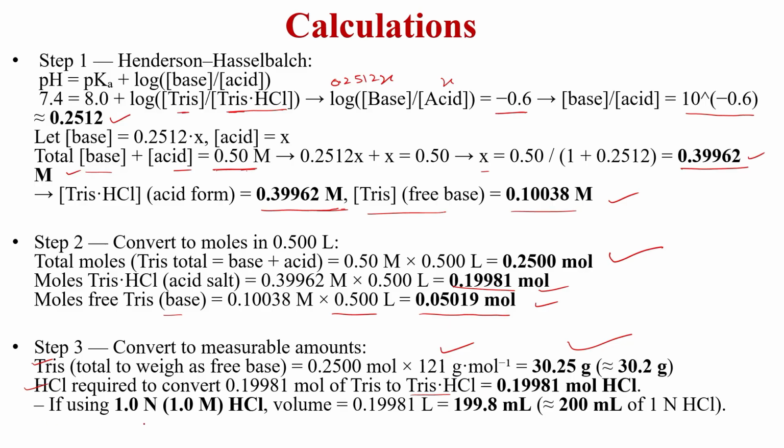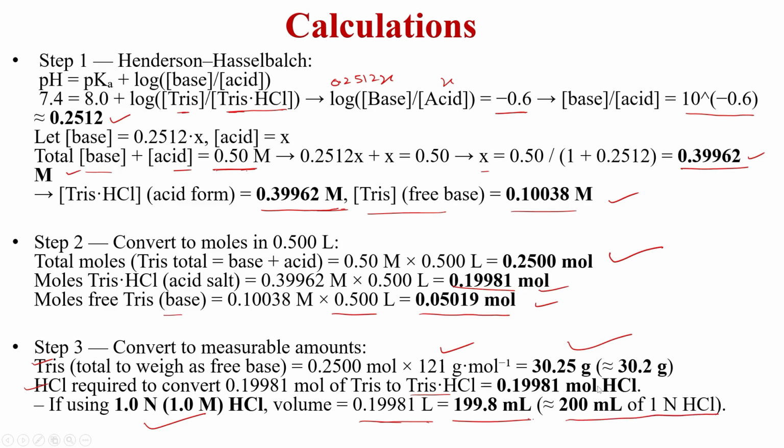Now if we have one normal or 1 molar HCl ready, then the volume required will be equal to 199.8 ml. Of course, if density is also given, then we can calculate by molecular weight and then by density, and then we can prepare. But if we have ready one normal HCl, how many ml of the one normal HCl to be taken? 199.8 ml, or around 200 ml of one normal HCl is required.